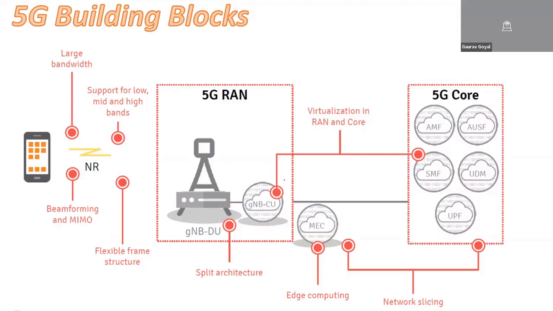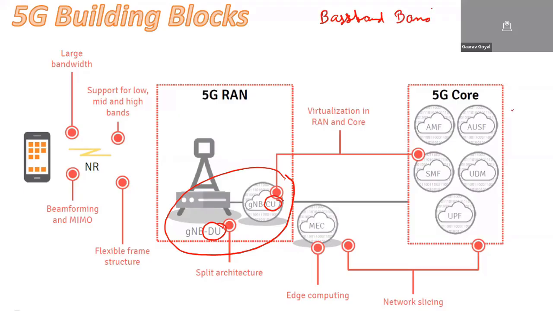Then we have this split architecture. You can see the two new terms. One is DU, which is called distributed unit, and one is CU, which is called the centralized unit. We will discuss in detail in the next few slides, but at a high level, in today's architecture we have what is called the baseband unit. In LTE also, we use a baseband, and baseband is our digital processing unit. It connects via fiber typically to a radio head or radio unit.